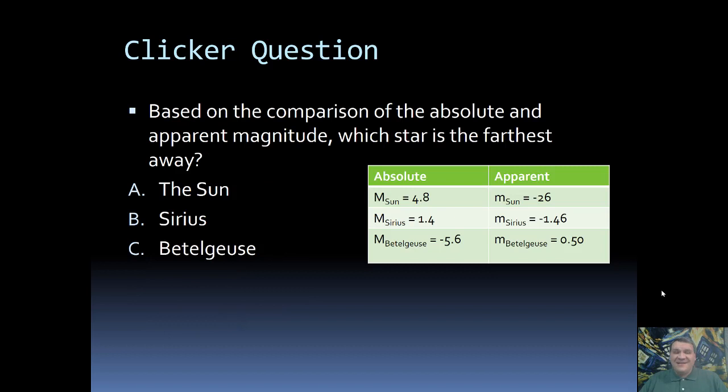Here is our second lecture quiz question. Based on the comparison of the absolute and the apparent magnitude, which star is the farthest away? A, the Sun, B, Sirius, or C, Betelgeuse? Go ahead and think about it, and we'll discuss in just a bit.